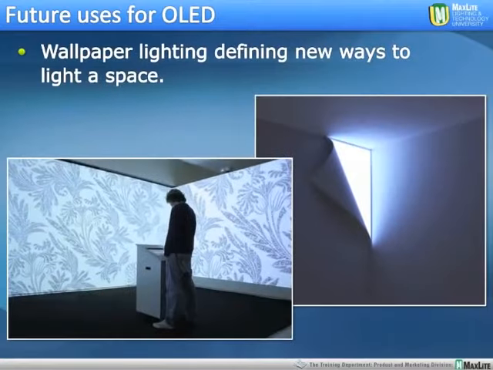Imagine a wallpaper as a light source. Imagine your walls and ceilings are the light fixtures. All of this is achievable and actually being done at high levels today. As the efficacy and efficiency of these products go up, as the costs come down, these things that we're talking about are absolutely a reality.